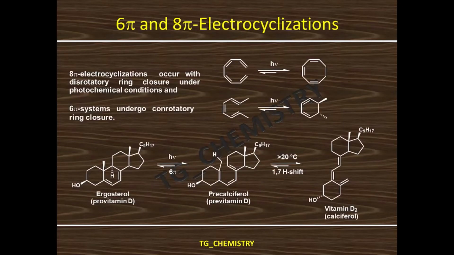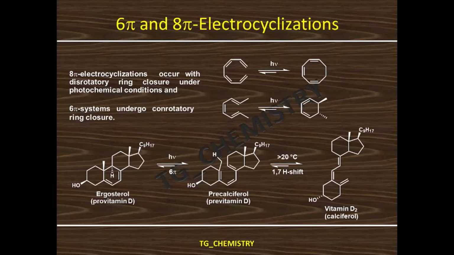For 6 pi and 8 pi electrocyclization reactions, the 6 pi systems undergo conrotatory ring closure, as I have said earlier, whereas the 8 pi electrocyclization prefers disrotatory ring closure under photochemical reaction conditions. You see the example on the right hand side on the screen. There is another example given here, provitamin D, which upon photochemical irradiation will be converted into previtamin D, which is known as precalciferol, and you see the ring opening takes place over here.